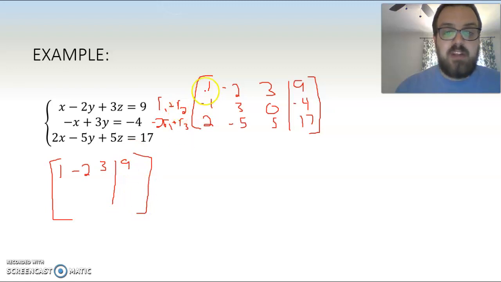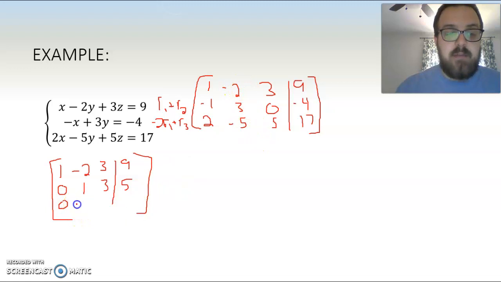My next row is going to change. So I do this plus this, I get 0. -2 plus 3, I get 1. That's kind of nice. 3 plus 0, I get 3. And then 9 and -4, I get 5. And then down here, -2 and 2, I get 0.